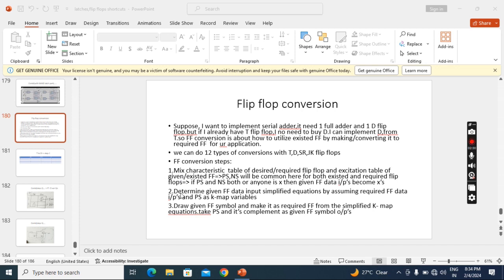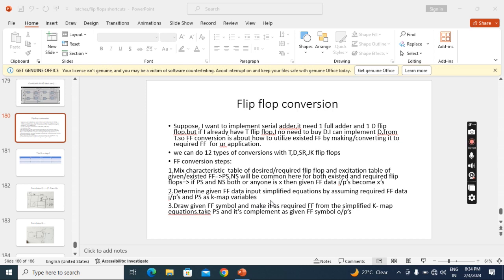Now the second step: we have to determine the simplified equations for the data inputs of the given flip-flop, by assuming the required flip-flop data inputs and present state as K-map variables.